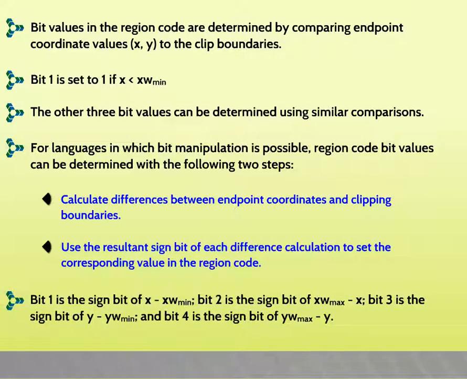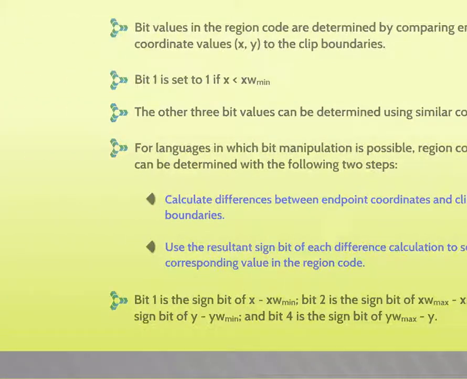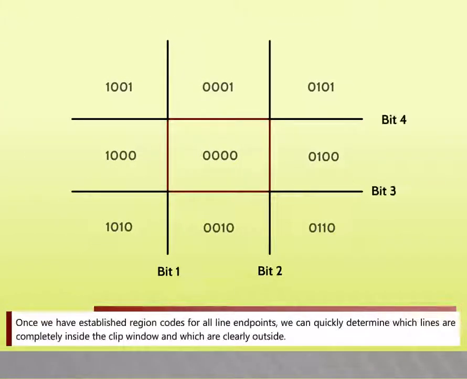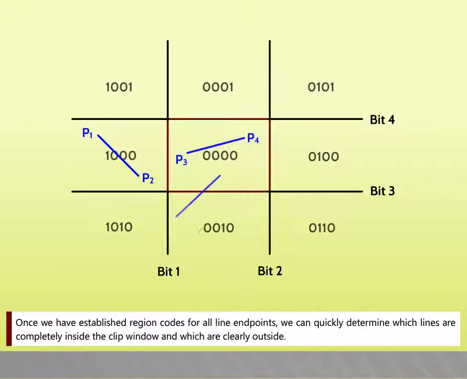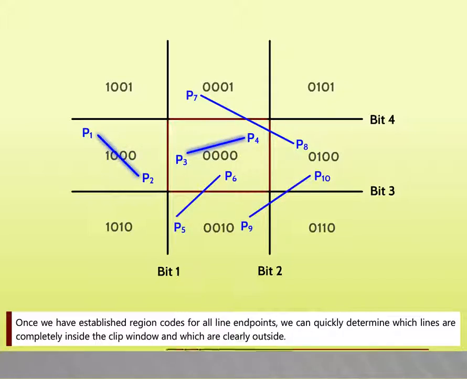Bit 1 is the sign bit of x minus xw minimum. Bit 2 is the sign bit of xw maximum minus x. Bit 3 is the sign bit of y minus yw minimum, and bit 4 is the sign bit of yw maximum minus y. Once we have established region codes for all line endpoints, we can quickly determine which lines are completely inside the clip window and which are clearly outside.